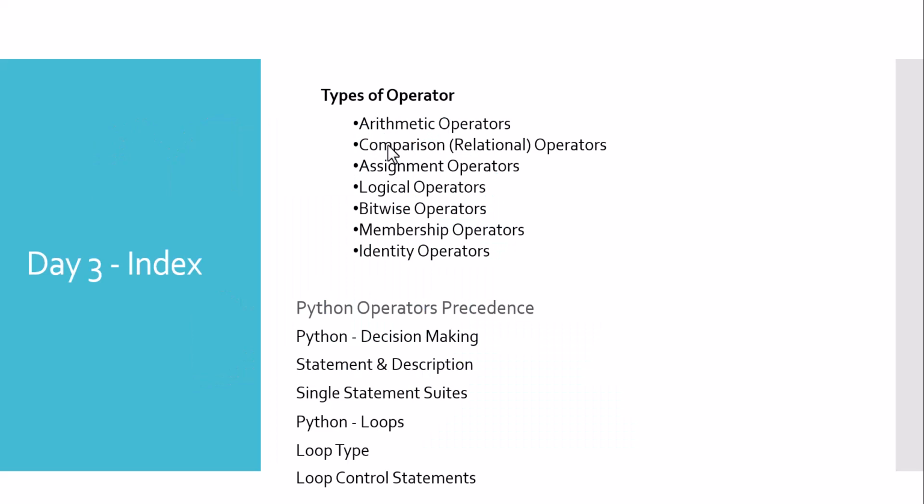In day 4 we are going to learn types of operators. In types of operators we will cover the arithmetic operators, comparison operators, assignment operators, logical operators, bitwise operators, membership operators, identity operators. And then we will cover Python operator precedence, and then Python decision making statements and descriptions, single statements and so on. And then we will cover the loops also, Python loops, how many types of loops, and loop control statements also we are going to cover. So let's get started.